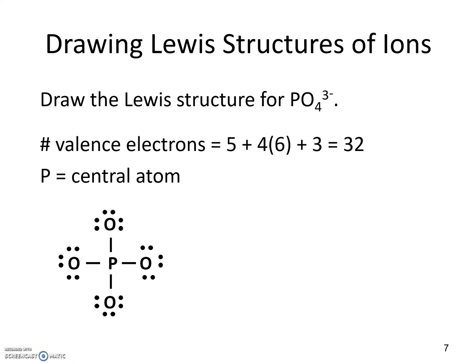The last thing I need to do, because it's an ion, I'm going to put these big square brackets around it, like you see right here, and then I'm going to show what the charge is just outside those brackets. That's it. Okay, so just a couple changes with the total of the electrons and then showing the charge on my final Lewis structure once everything else is good.